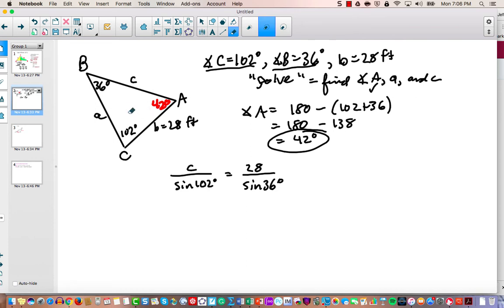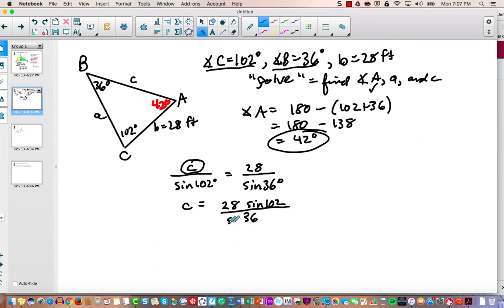Now, one thing you want to do when you set up these problems is make sure that the variable, the thing you're trying to solve for, is in the numerator of one part of your law of sines. This will make it easier to solve. This means that little c equals 28 times the sine of 102, all divided by the sine of 36. And now I can go to my calculator.